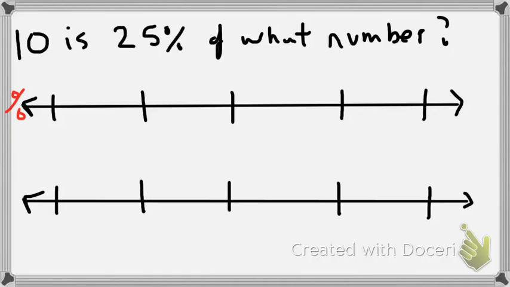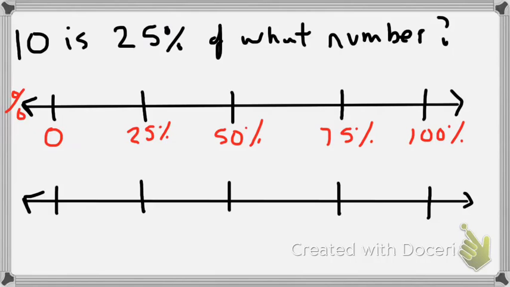So the first number line is going to be my percent number line. And I'm going to start with 25%. So I'm going to start with 0, and then 25%. And I'm going to increase each one by 25%. So 25 plus 25 is 50. And 50 plus 25 is 75. And 75 plus 25 is 100%.